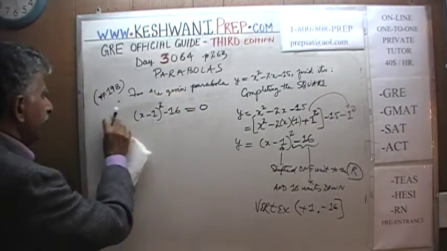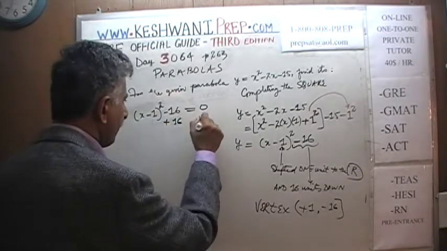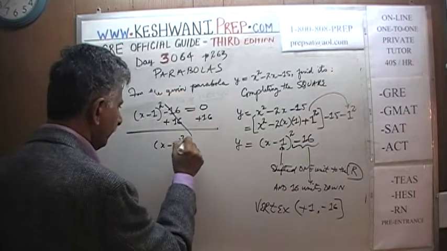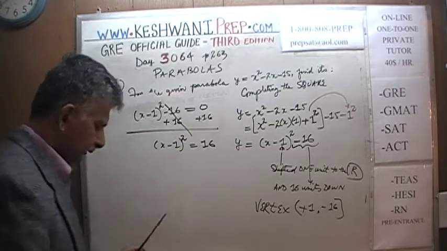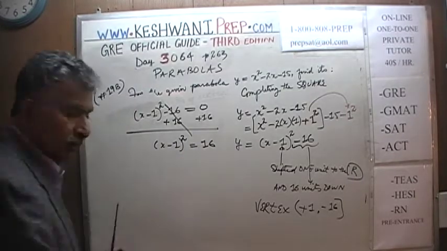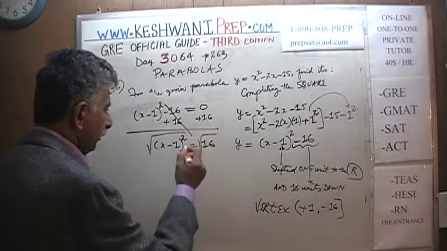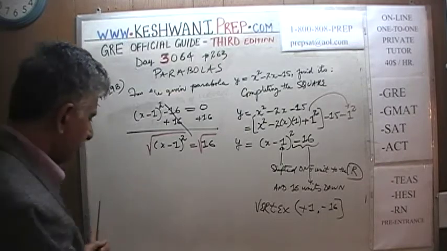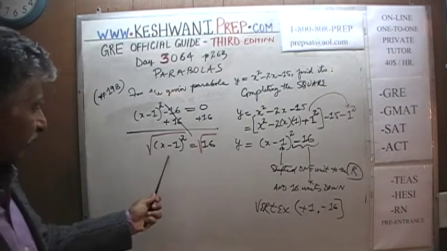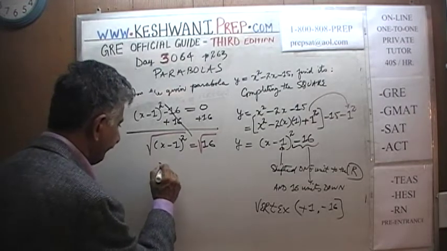Once we do that, we can add 16 to both sides. We can get rid of this 16 and we get (x minus 1) whole squared equals 16. And once we have that, we're going to take the square root of both sides, because we want to solve for x obviously. Once we take the square root of both sides, this side is quite straightforward. Square root of something squared is just the quantity itself, which is x minus 1.